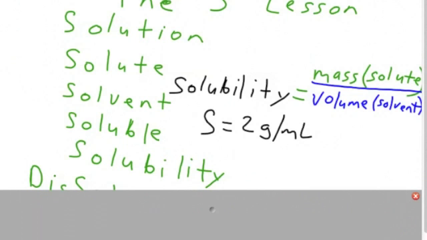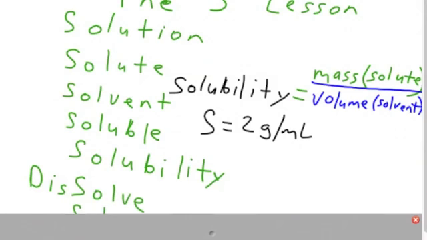Now, in all of these definitions, or most of them, we've used the term dissolve. Let's go ahead and define that term. Students, dissolve means to evenly blend in.